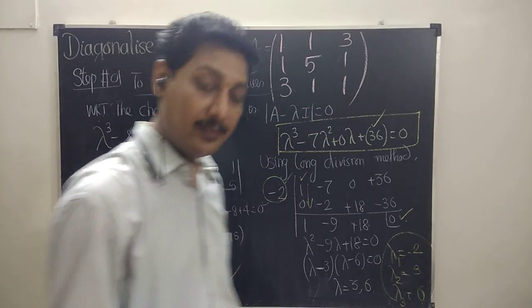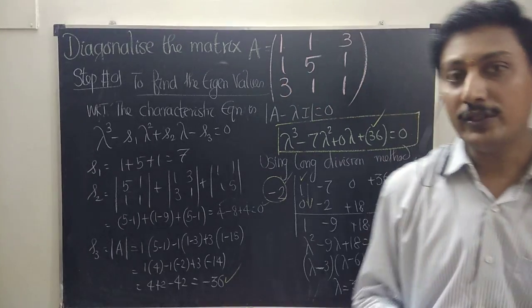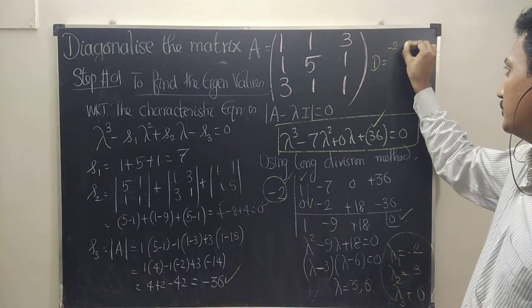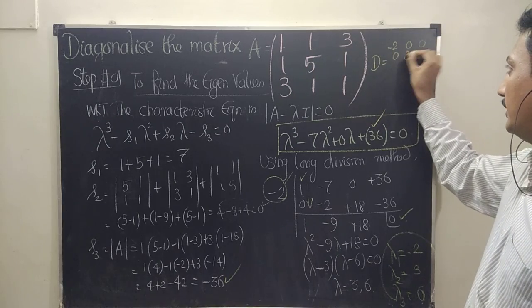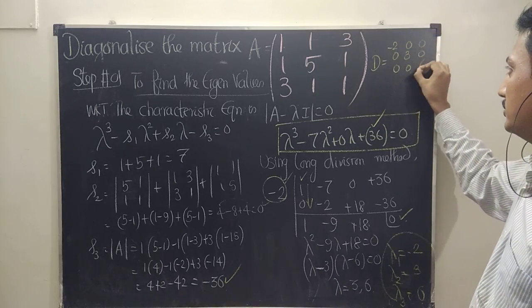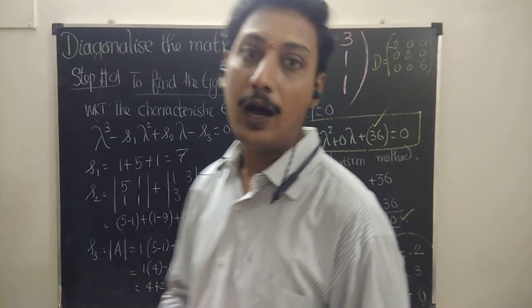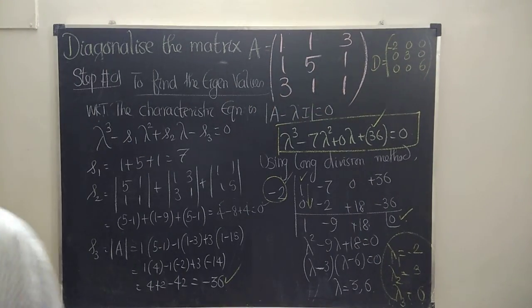So once we get the eigenvalues, we know what the D matrix is. What's the D matrix for this? Minus 2, 0, 0, 0, 3, 0, 0, 0, 6. So how will we get this diagonal matrix? By using the orthogonal transformation.